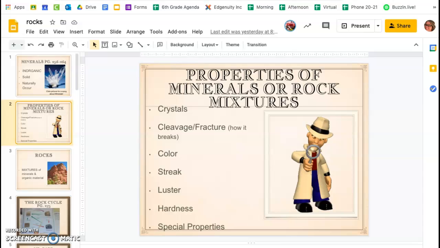Okay, so I'm going to go back to our properties of minerals slide. So with these properties of minerals, we could do a little test and have a lab situation in a normal year. We could go through and record all of these different pieces of information, and much like the picture of our little detective guy here, we could use our clues to figure out what minerals we have and what our rocks are made of. So again, why are we talking about this? Because rocks are mixtures of minerals.